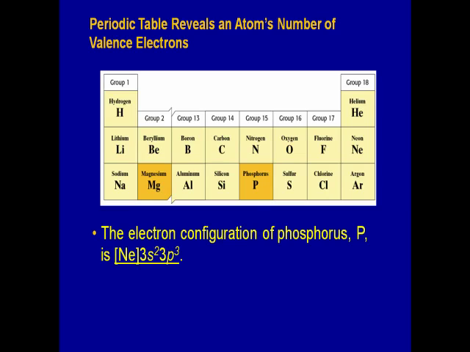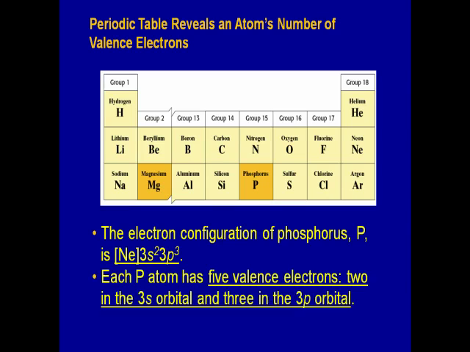Remember that we can easily obtain the number of valence electrons by looking at the location of an element on the periodic table. For example, if we look at phosphorus, phosphorus has an ending electron configuration of 3s2, 3p3. And we know from our previous discussions that if I add the electrons in s and p together, this would give the total number of valence electrons. So in other words, phosphorus has 5 valence electrons. 2 of these come from 3s, and 3 of them come from 3p.